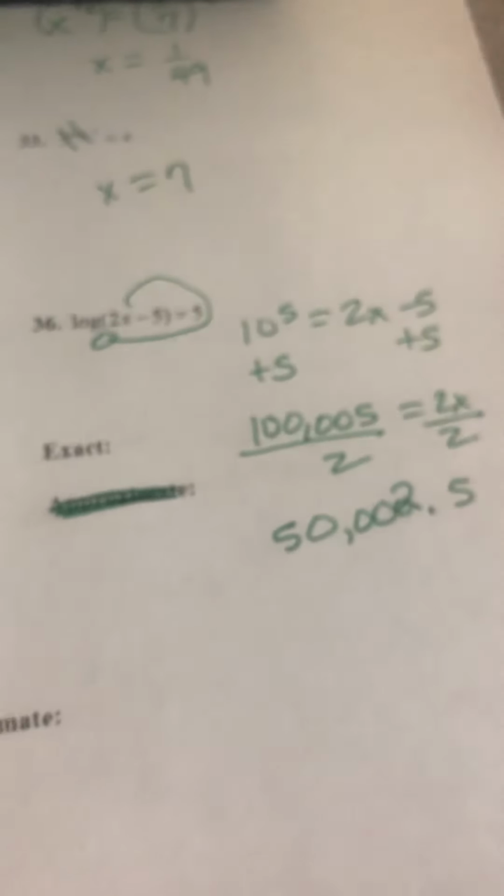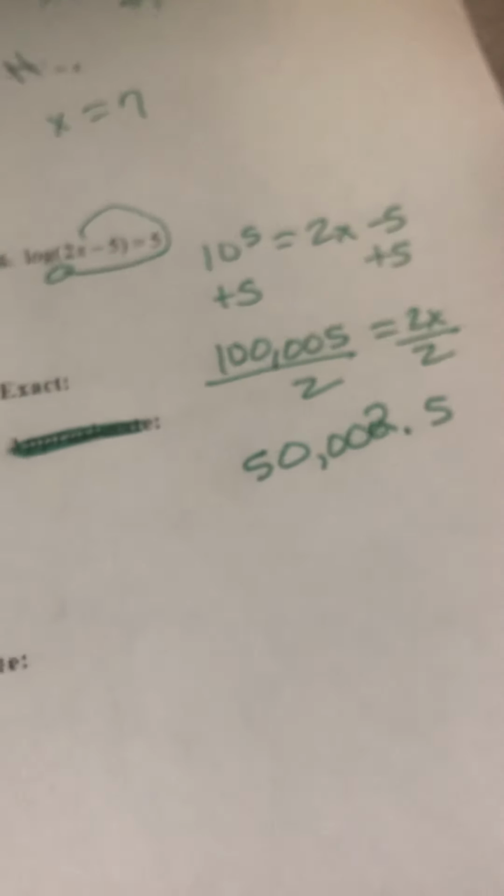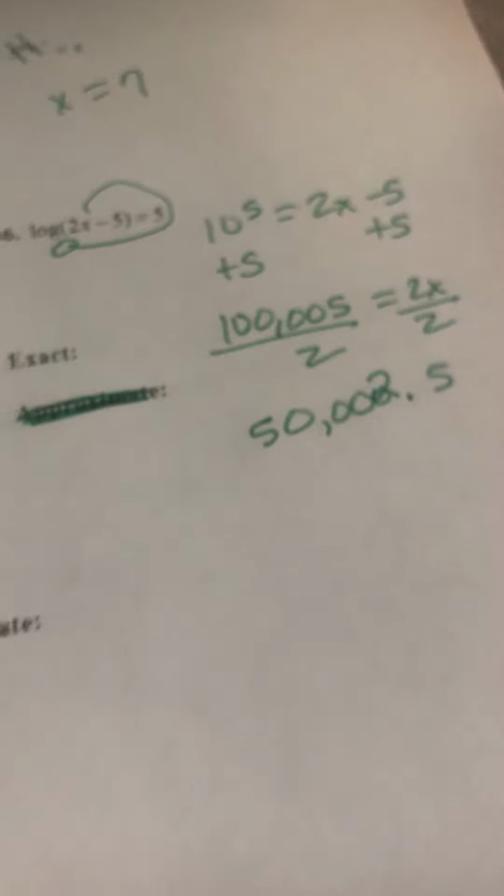50,002.5. Technically, there is no approximate answer, because an approximate answer is when you have to approximate a decimal. And we're not. We got exactly 50,002.5, so there's not really anything to approximate.